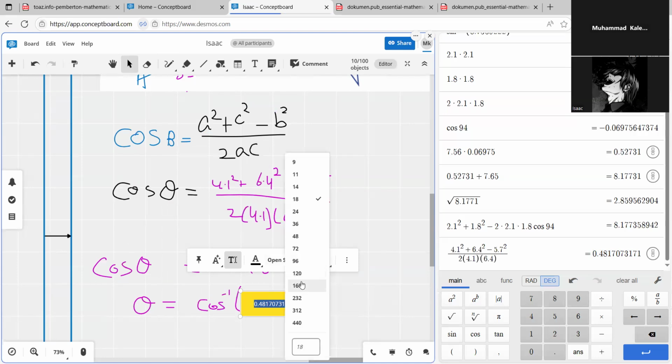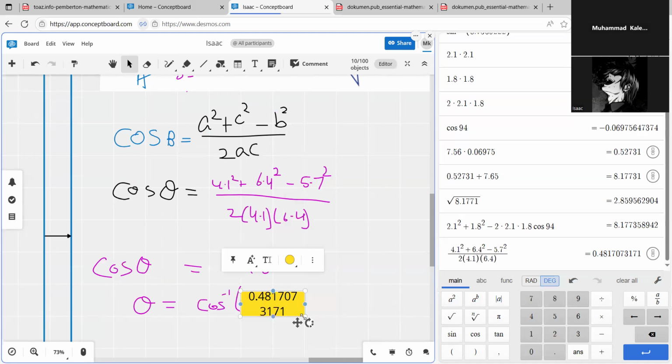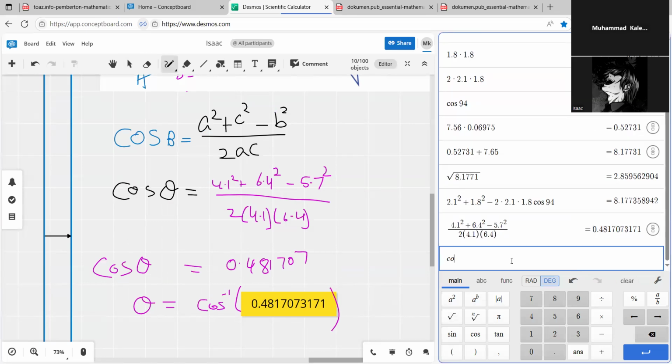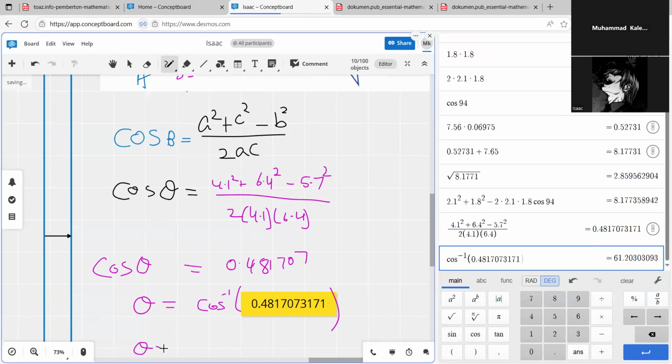Okay. Now we just have to find cos inverse. You know how to take cos inverse in your calculator? Yeah, shift and then cos. Yeah, exactly. So what's the answer we are getting? Make sure, I'm telling you again and again, make sure that your calculator is in degree, okay? 61 degree is our answer.